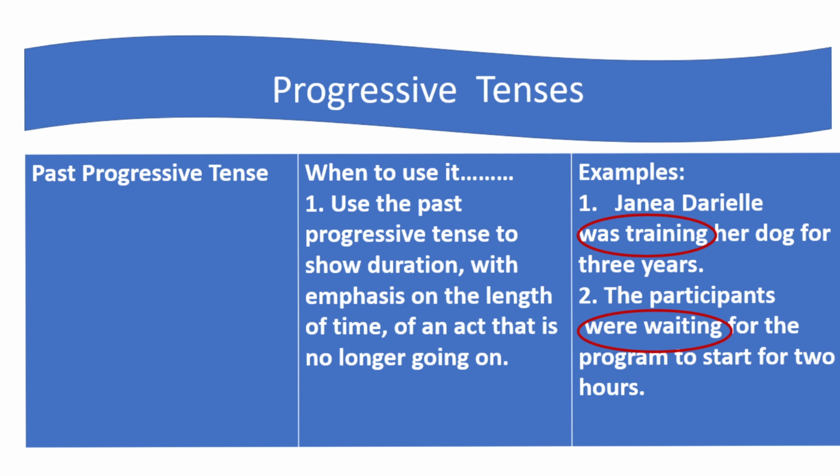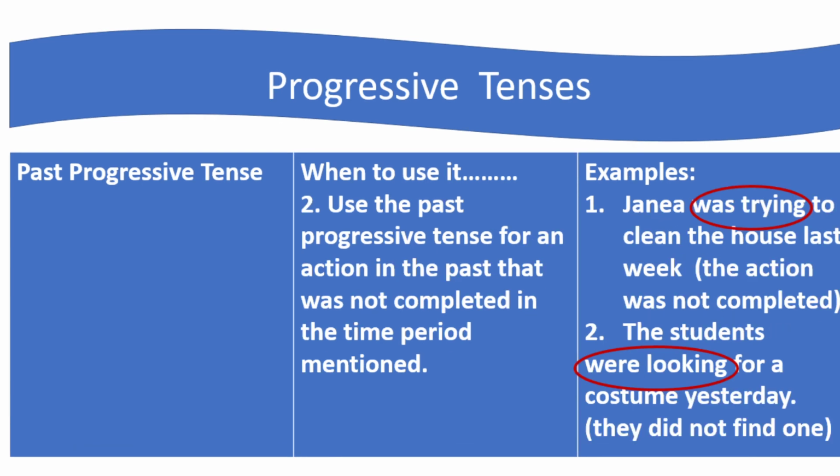Number 2. When else can we make use of the past progressive tense? We can make use of the past progressive tense for an action in the past that was not completed in the time period mentioned. So, it was not completed. Let's look at the examples. Number 1: Janea was trying to clean the house last week. What does it mean? The action was not completed because she was only trying.